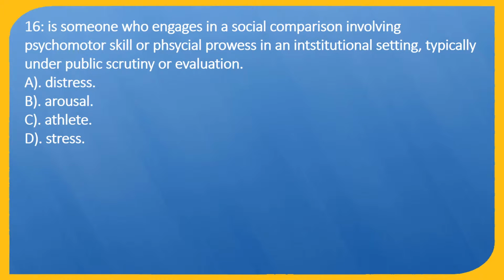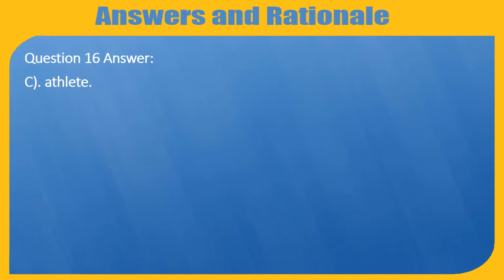Question 16: is someone who engages in a social comparison involving psychomotor skill or physical prowess in an institutional setting, typically under public scrutiny or evaluation. A. Distress. B. Arousal. C. Athlete. D. Stress. Question 16, answer C. Athlete.